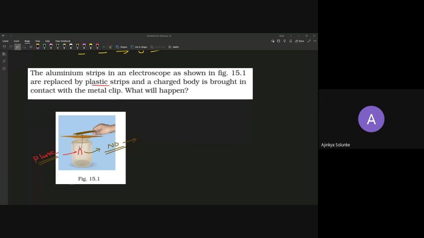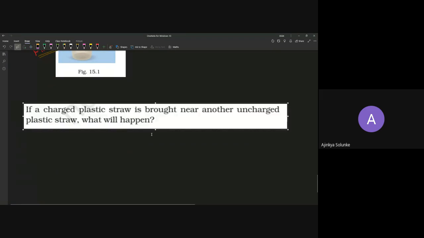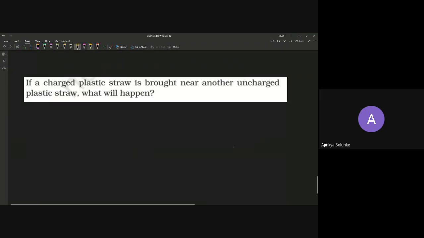So, now one of the last questions on charged particles. The question is, if a charged plastic straw is brought near another uncharged plastic straw, what will happen? They are saying there is a charged body and there is another plastic straw, but it has no charge at all. So what will happen? Okay, in this case, it will be attraction. Why? Because one body is charged, another body is uncharged, then definitely it will be attracted.